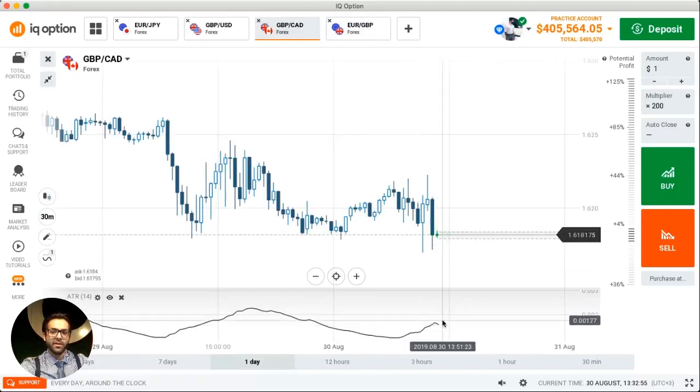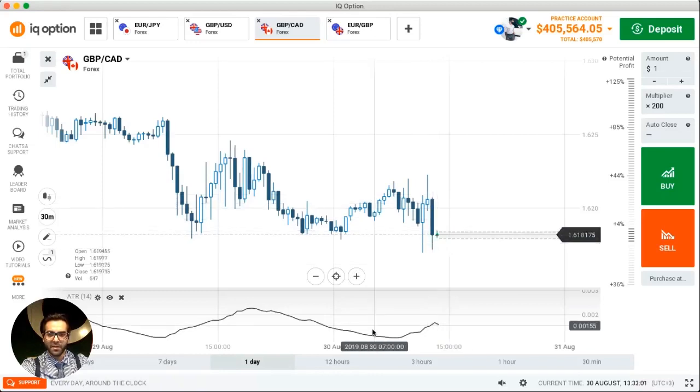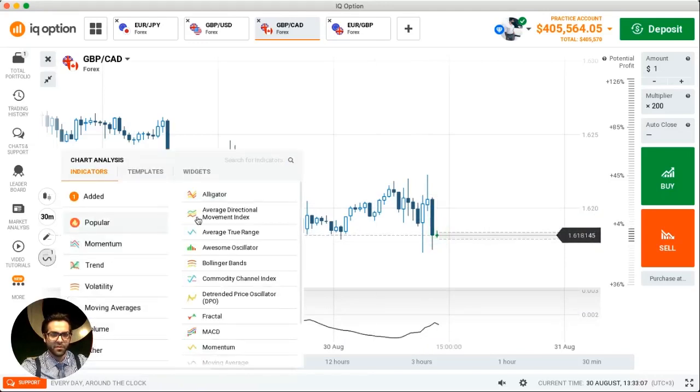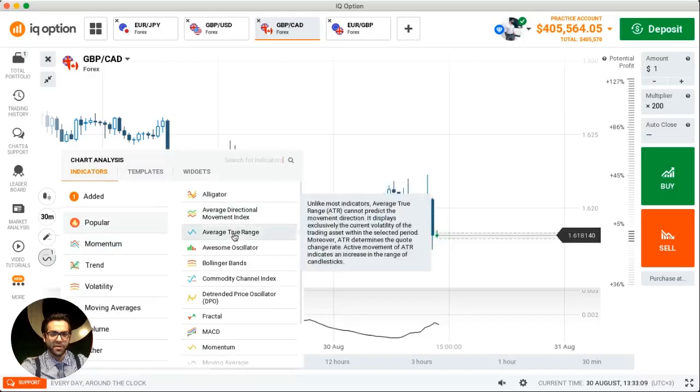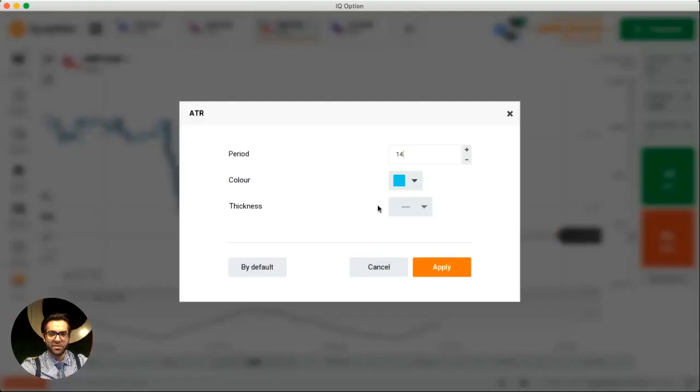So clearly here, GBP CAD is going downwards, right? You can see from the candle. The ATR, the average true range, which, by the way, before I go forward, you can find it under popular, average true range right here. Everything default. I just changed the color just for my personal preference. Other than that, you don't need to change anything.